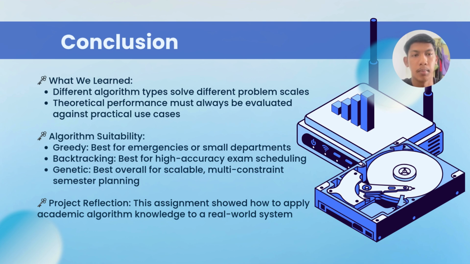And genetic: best overall for scalable, multi-constraint semester planning. It can handle many rules at once and still give good results, even for big timetables with many classes and rooms. And the last is project reflection.